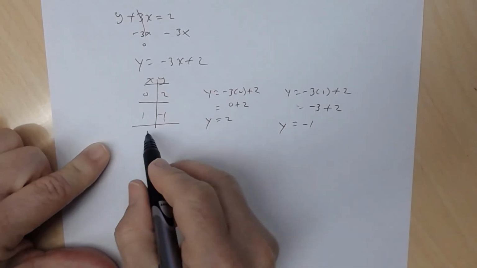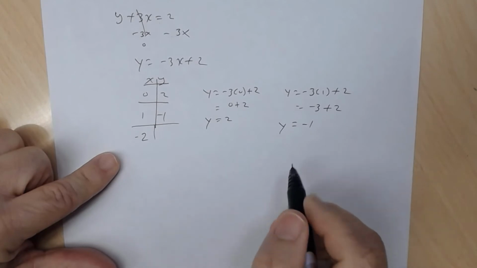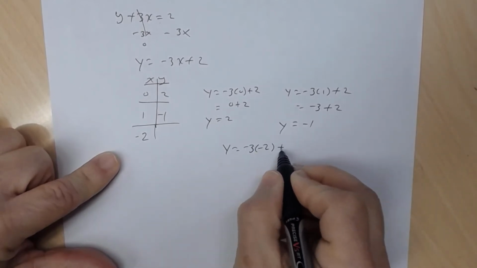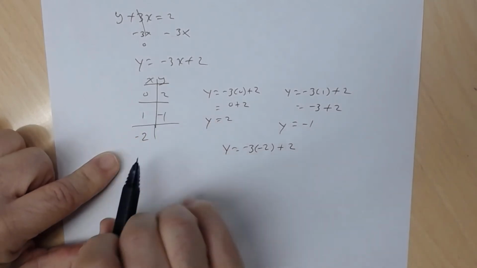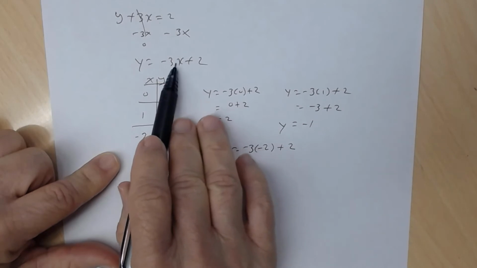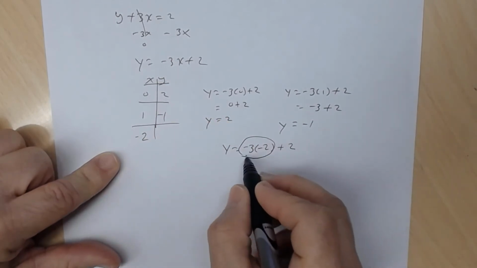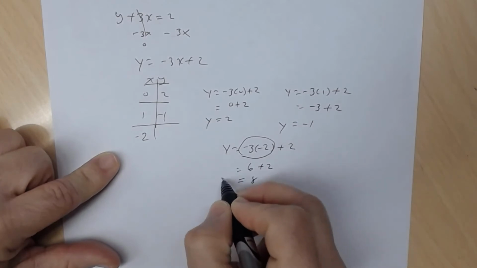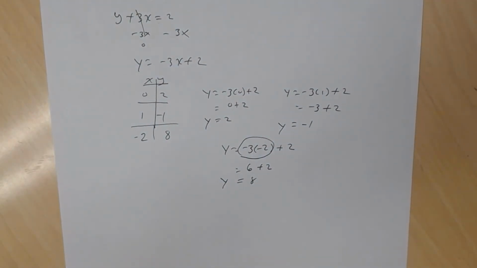If x is, let's say, negative 2, I get y equals negative 3 times negative 2 plus 2. So wherever you see the variable x, you're going to plug in negative 2. So I get negative 3 times negative 2 plus 2. Order of operations, you do multiplication before addition. So when I multiply, I get positive 6. 6 plus 2 is 8. So y is 8.